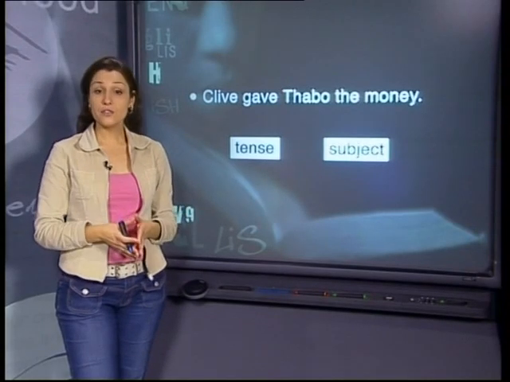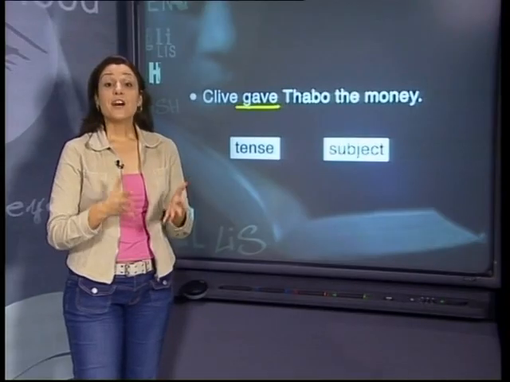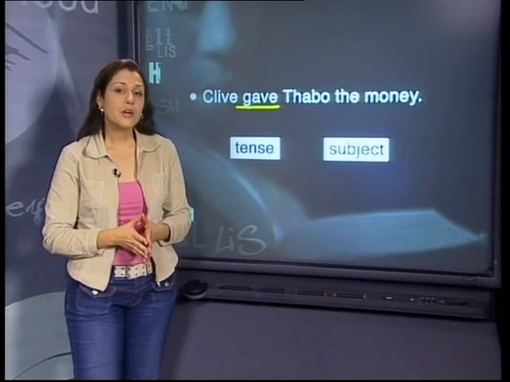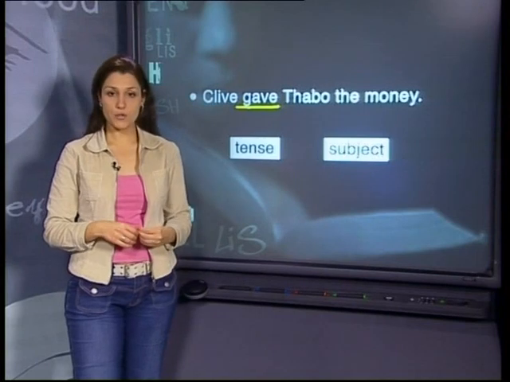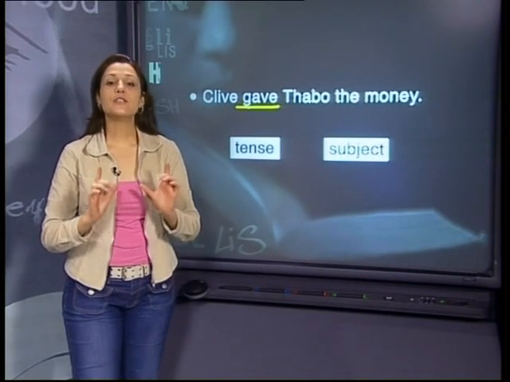Clive gave Tabu the money. What did Clive do? He gave. Gave shows us the action, and so it is a verb. Now, is gave a finite verb? Well, does gave show a tense? When did it happen? He gave Tabu the money is in the past, so gave shows tense.